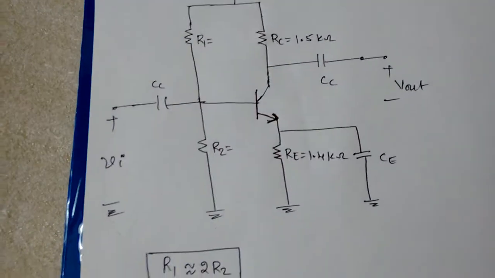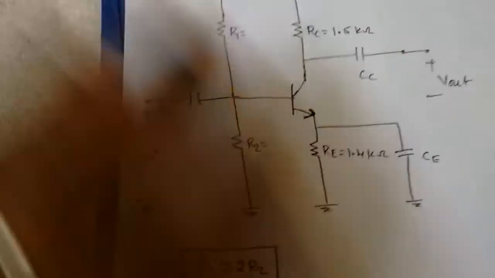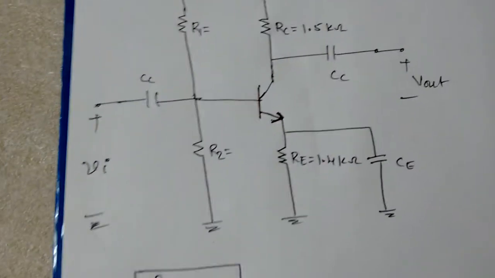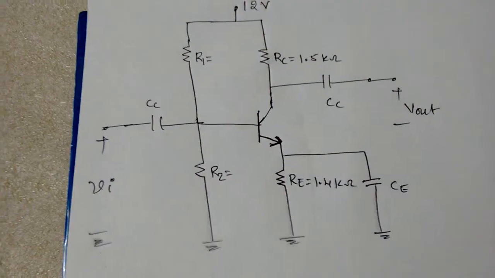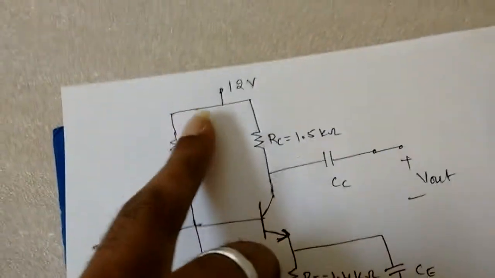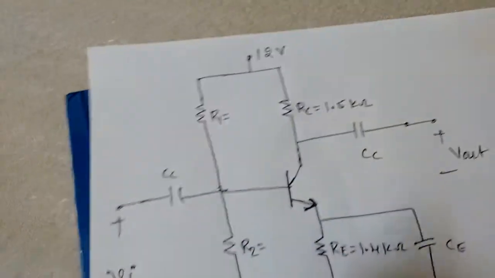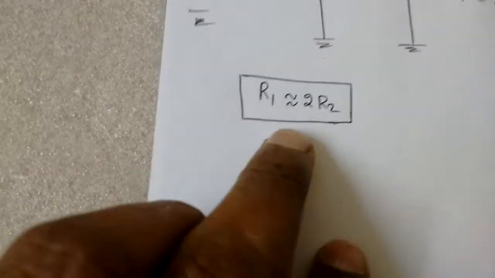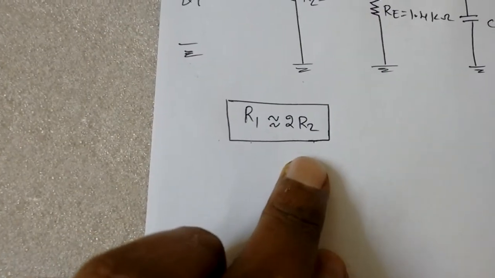Again I am taking the circuit. So this is a CE amplifier circuit with all capacitors. We found RE as 1.4 kilo ohm, RC as 1.5 kilo ohm, and VCC as 12 volts. And we find the relation between R1 and R2.